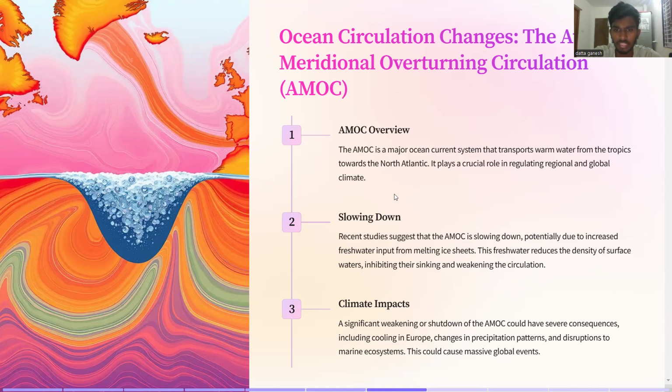Climate impacts. A significant weakening or shutdown of the AMOC could have severe consequences, including cooling in Europe, changes in precipitation patterns, and disruption to marine ecosystems. This could cause massive global events.